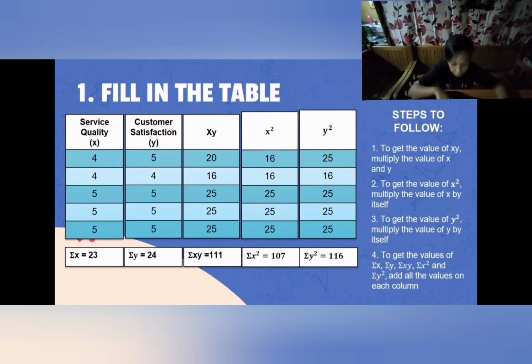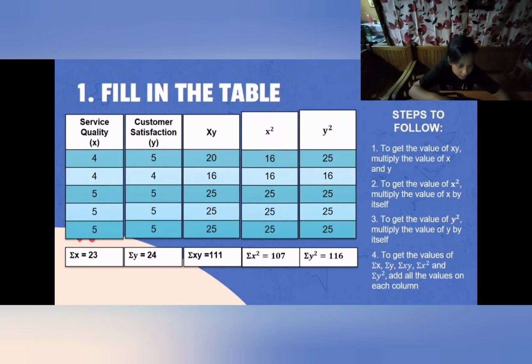The third step, to get the value of Y squared, multiply the value of Y by itself. Just what we did a while ago. 5 times 5, 25. 4 times 4, 16. 5 times 5, 25. 5 times 5, 25. And 5 times 5, that is 25.